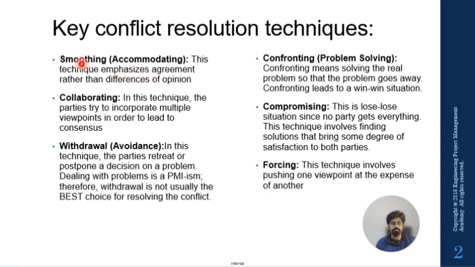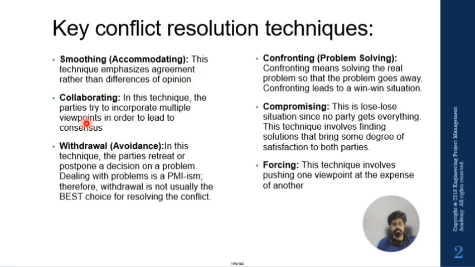So the first conflict resolution technique would be smoothing or accommodating, where you emphasize agreement rather than difference of opinion. You see all the positive points where two people could come together and you try to draw a win-win situation for both of them. So it's smooth, and you're trying to accommodate as many positive points as possible from either side, and then bringing it to a middle point where you achieve a solution where everybody is happy.